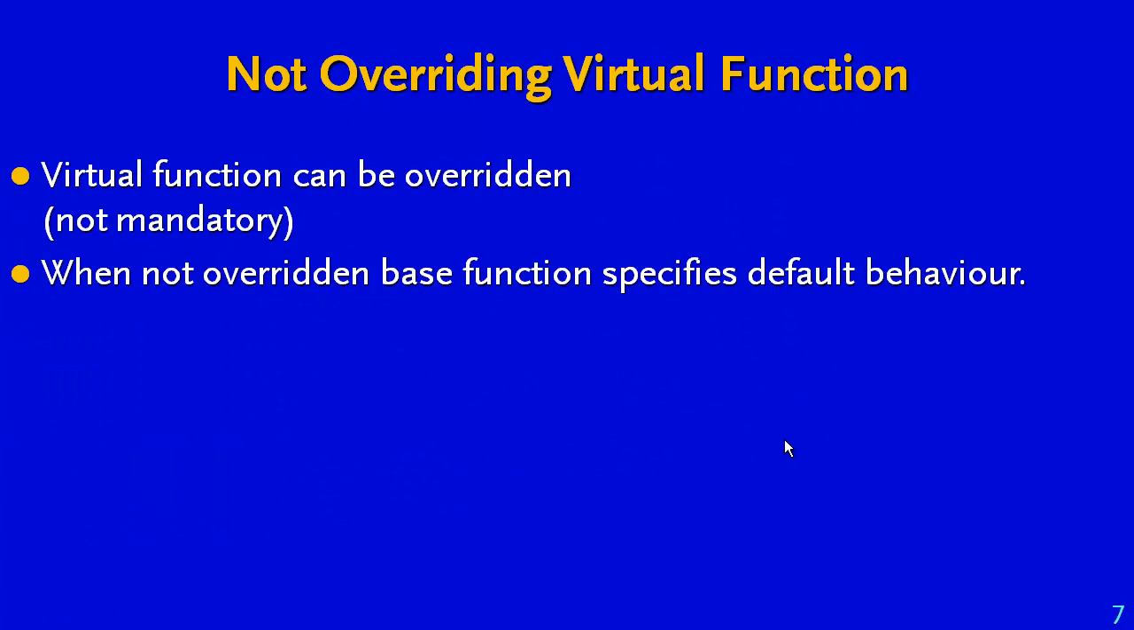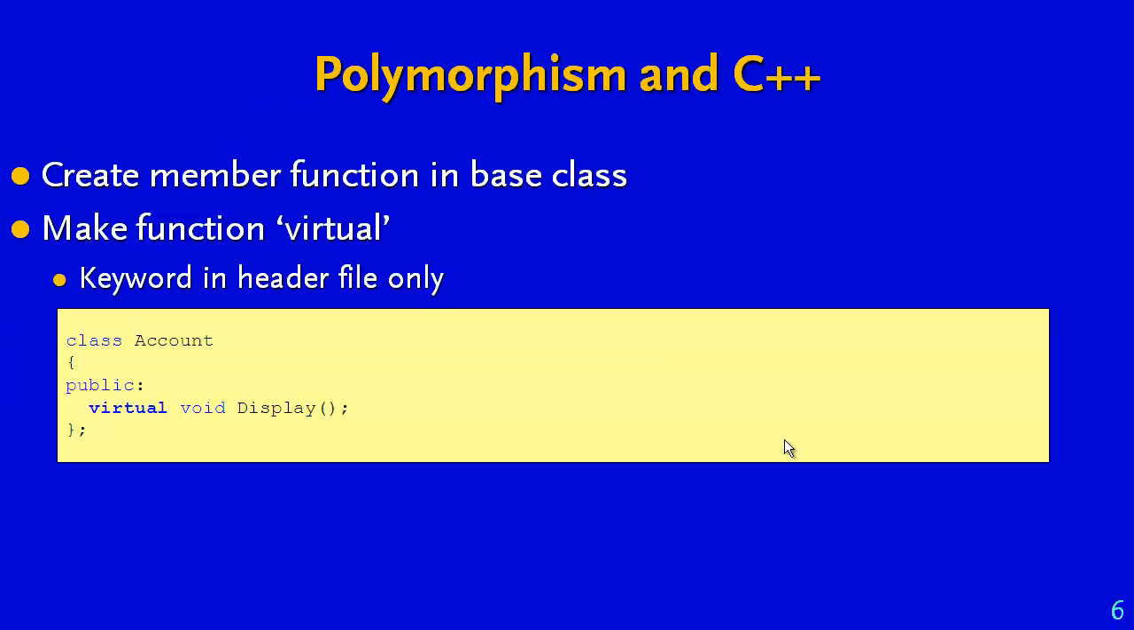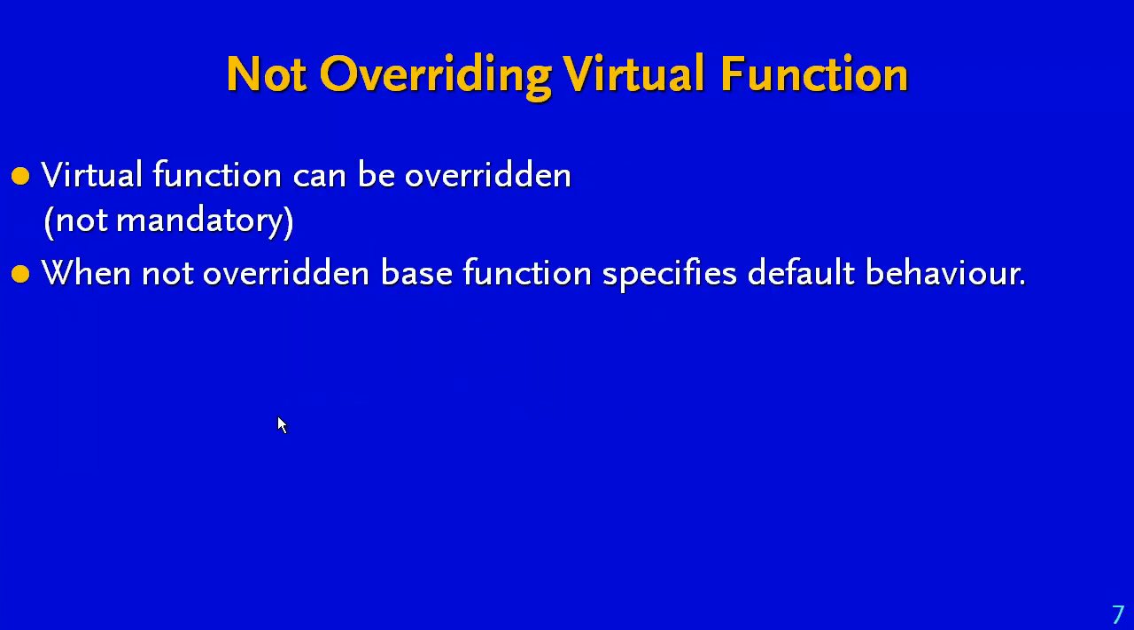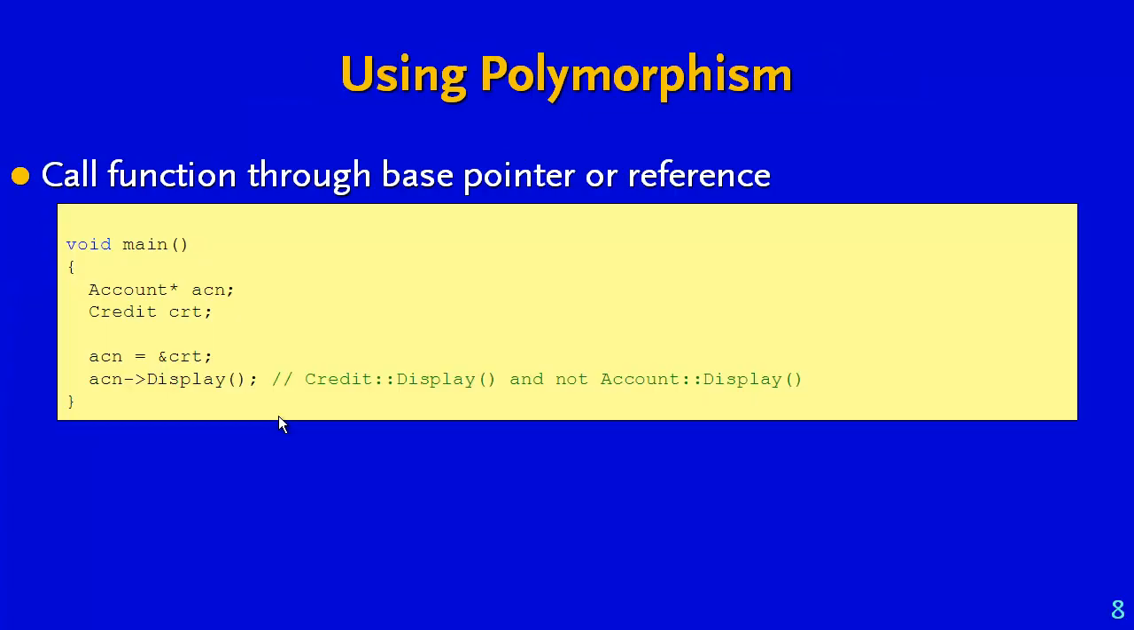Now, the virtual function in this particular case may be overridden. You don't have to. If you do not override the display function in the derived class, when you call the function, he will call the function in the base class. So it takes default behavior basically. Okay, how do I use polymorphism?